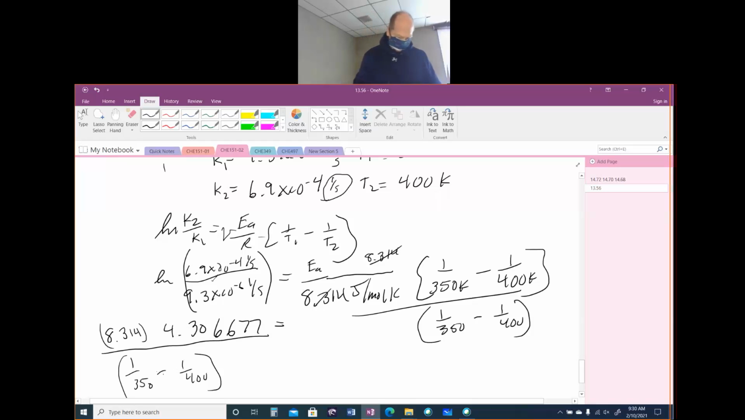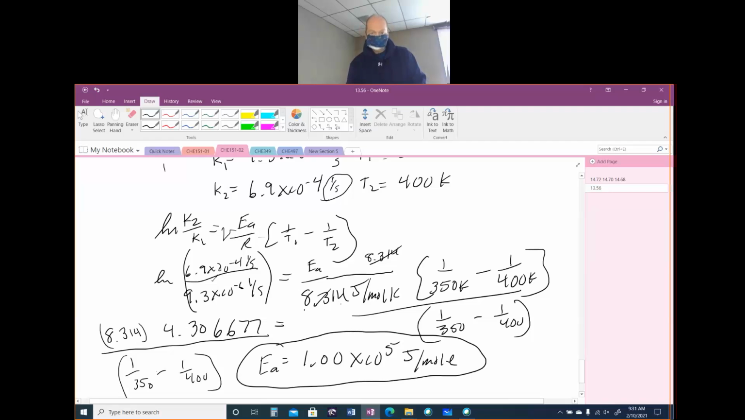All right. Multiply by 8.314, and then I'm going to divide by, in parentheses, 1 divided by 350, minus 1 divided by 400. And I get 1.00 times 10 to the 5th joules per mole. That is my energy of activation, to 3 sig figs.